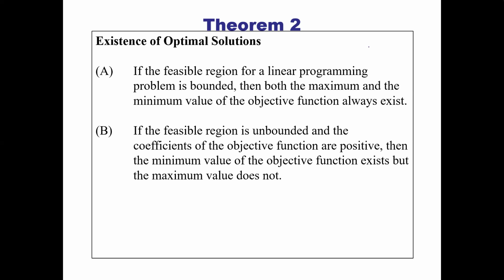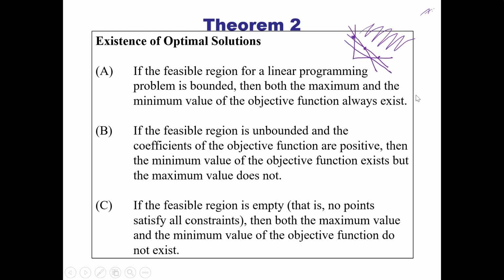Thinking about that, if we have a graph and it's coming down like this, and it's unbounded, that means it's everything up here. Then there's not going to be a maximum, because it just keeps going on and on forever that way. But we can have a minimum, and that minimum is going to be at one of those corner points. And if the feasible region is empty, that is, no points satisfy all the constraints, then both the maximum value and the minimum value of the objective function do not exist. And that happens as well.